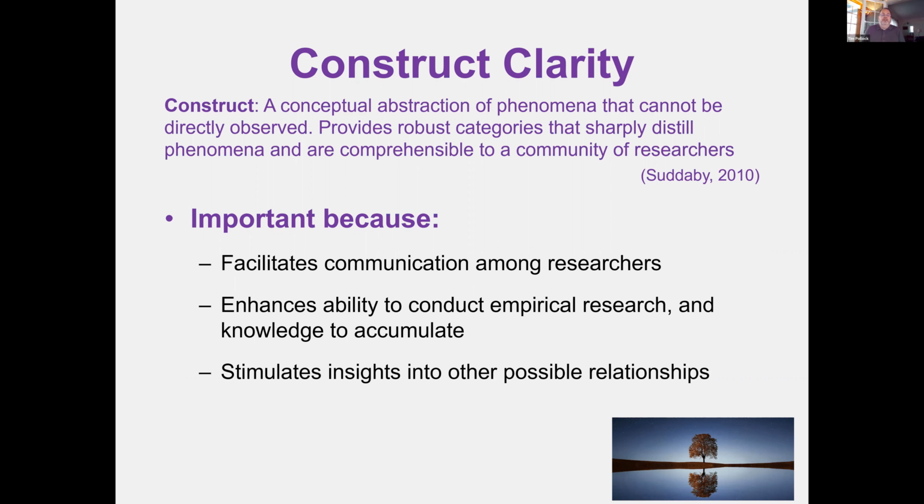If we know what the construct is, then we can place it within a broader network of related constructs and think about, well, how might this affect other things or be affected by other things, and really develop a broader set of insights around what's called the nomological network of related constructs.